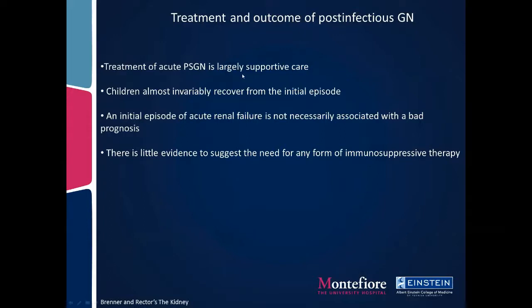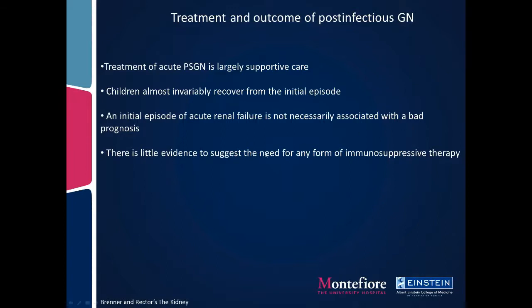What is the treatment and outcome? The treatment of acute post-strep GN is largely supportive because it is a self-limited course. Children almost invariably recover from the initial episode. And the good thing about this, in contrast to all the other diseases we talked about where AKI and renal involvement is associated with poor long-term renal outcomes, is that in patients with post-infectious GN, the initial episode of AKI, especially if it is in young children, is not necessarily associated with a bad renal prognosis in the future.